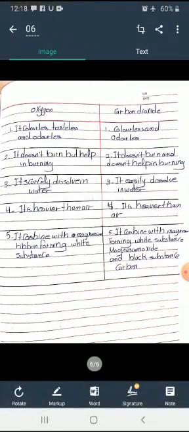Number 2, oxygen, it doesn't burn but help in burning. Carbon dioxide doesn't burn and doesn't help in burning. Number 3, oxygen scarcely dissolve in water. Carbon dioxide, it easily dissolve in water. Number 4, oxygen, it heavier than water than air. Carbon dioxide, it heavier than air.